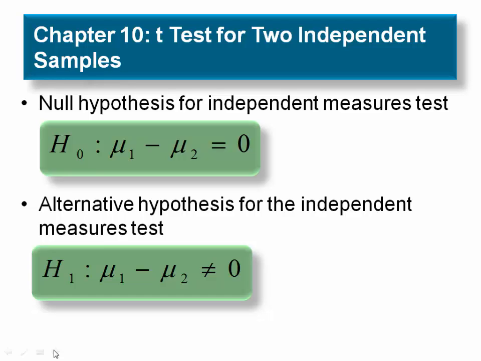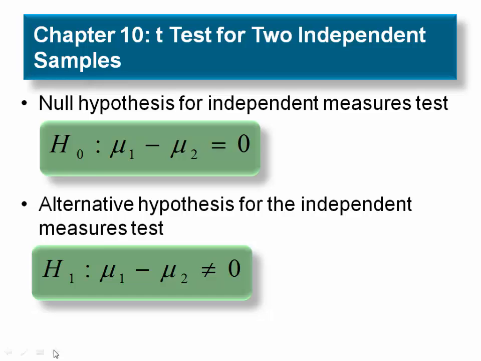On the top of the slide, you see the notation for the null hypothesis, a capital H with a subscript of 0. And behind the colon, you see expressed in symbols population 1 minus population 2 equals 0. That is intended to communicate that it is hypothesized that there will be no difference between the two populations, that the treatment will have no effect.